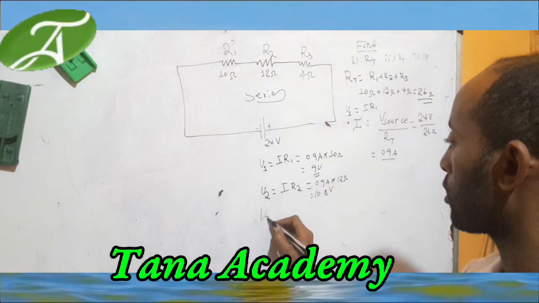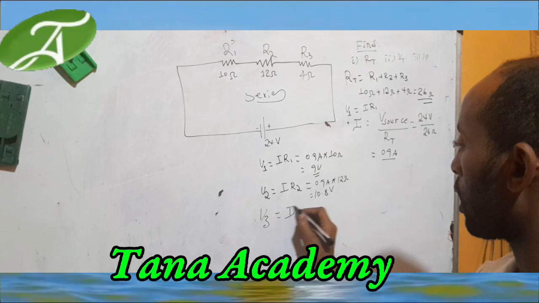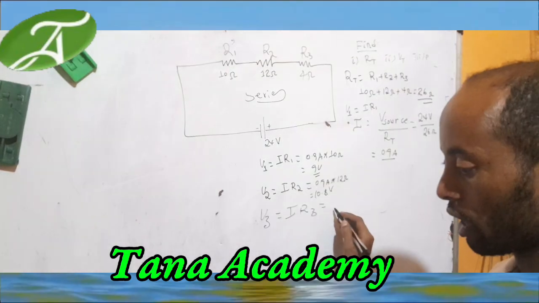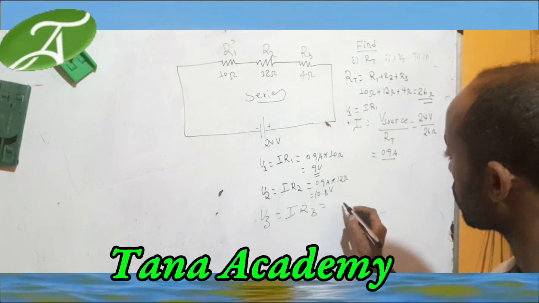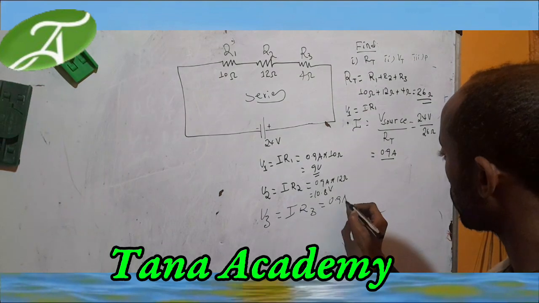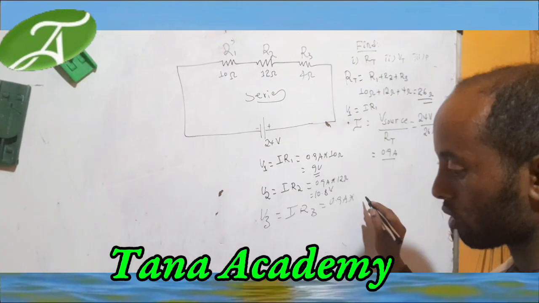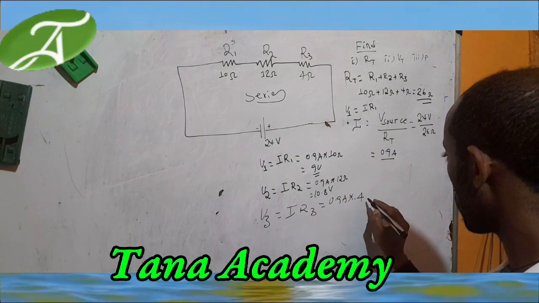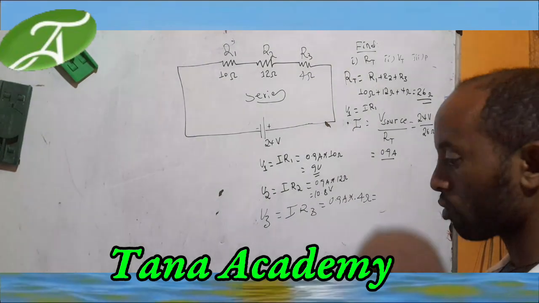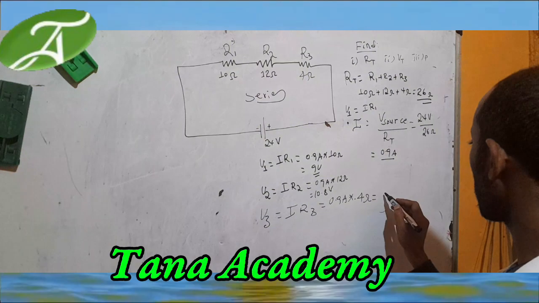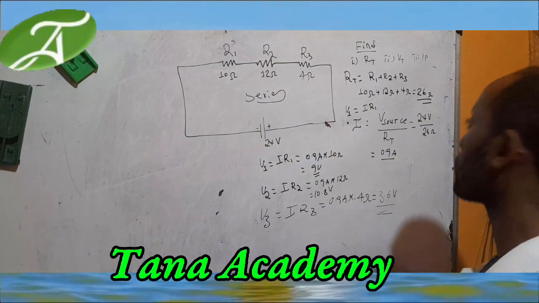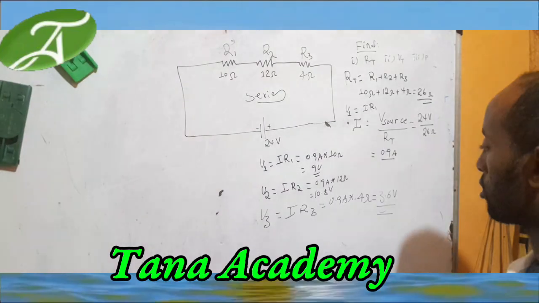Again, V3 is I into R3, which is equal to I is 0.9 ampere times 4 ohm, which is equal to 3.6 volt.